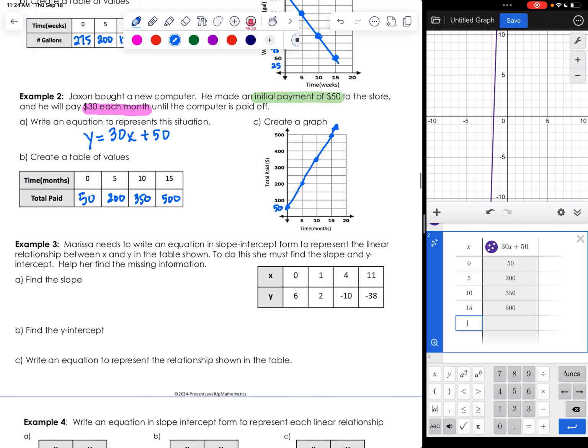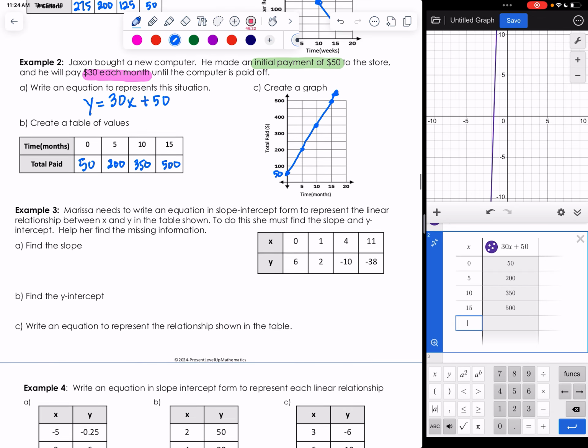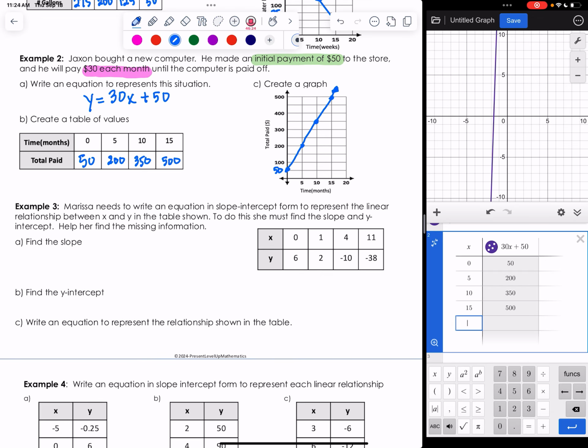All right, example 3. Marissa needs to write an equation in slope-intercept form to represent the linear relationship between x and y shown in the table. To do this, she must find the slope and the y-intercept. Help her find the missing information.